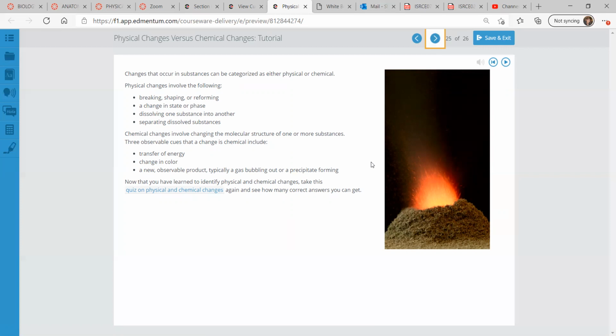Chemical changes involve changing the molecular structure of one or more substances. Three observable cues that a change is a chemical change include transfer of energy, change in color, and a new observable product. So either you see bubbling, a gas is bubbling out, or a precipitate is forming. Now that you've learned to identify, you can go back and take that quiz and see how many more correct answers you can get.